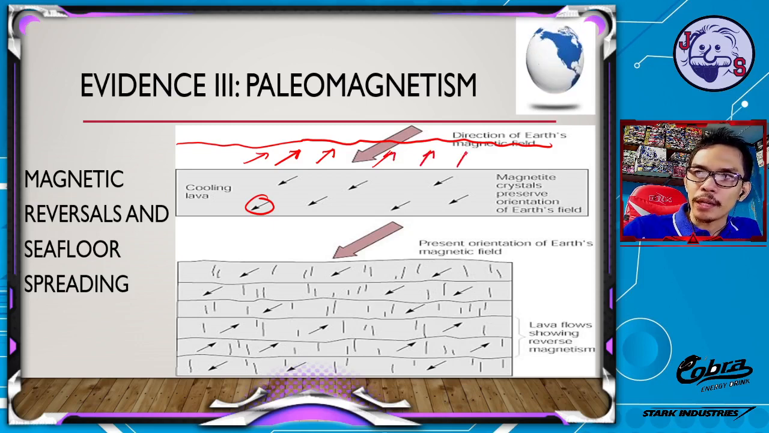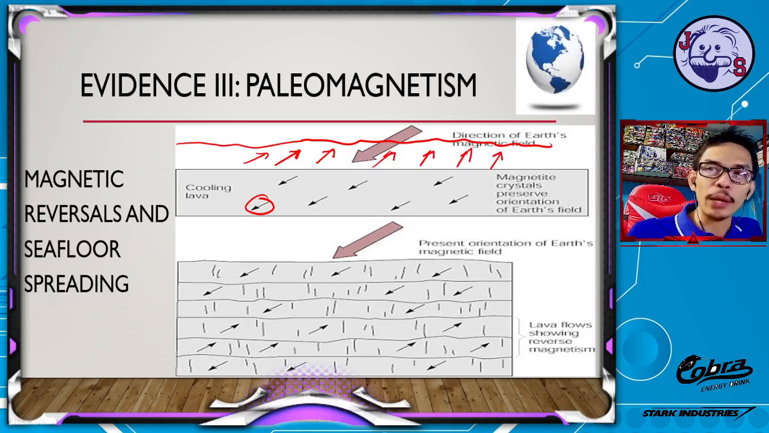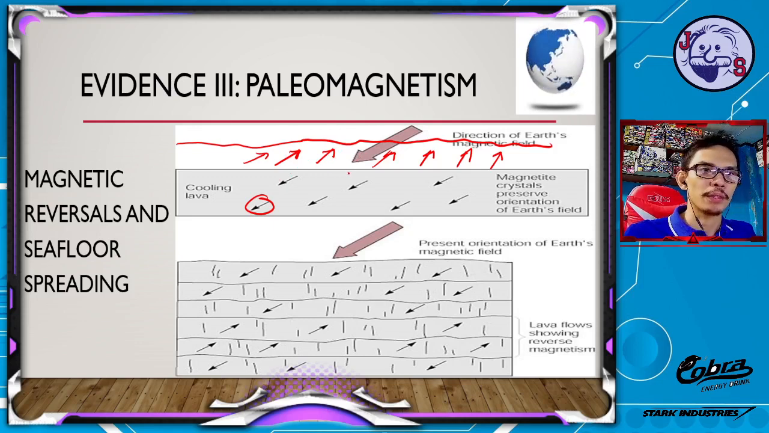Alright. Now, the good part is when the lava cools down, the magnetite particles that are oriented in this position will also be stuck in that position. Alright? It will not change anymore once the lava has solidified.